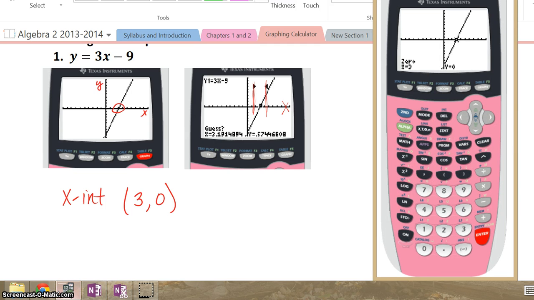Okay, so the way we think about this, if we run through this again, so I'm going to go to second calc. Number 2 is 0, so I want to find the 0. I want to go to the left, and now my cursor is somewhere else, so I'm going to go to the left of my intercept, press enter. I'm going to go to the right of my intercept, press enter. Now I'm going to guess on my intercept, press enter. And there we get 3, 0.